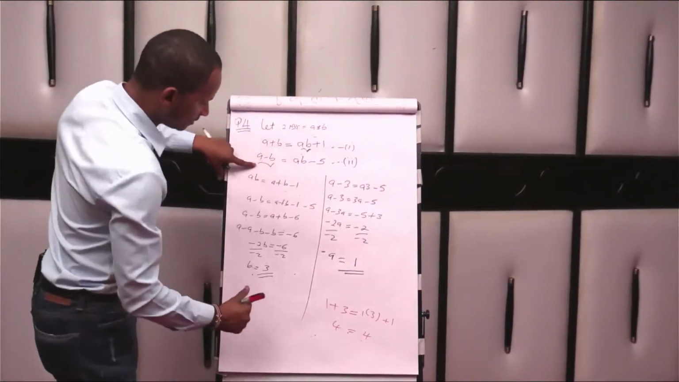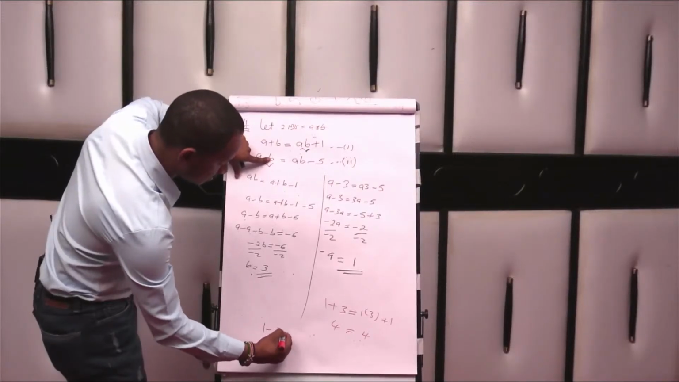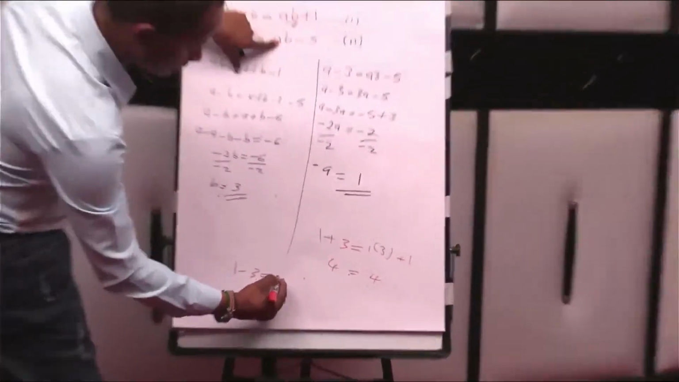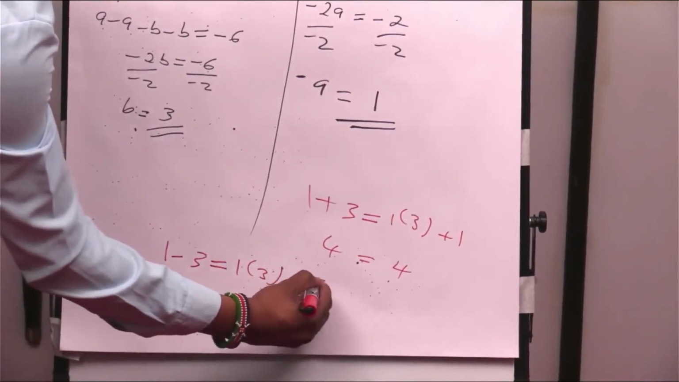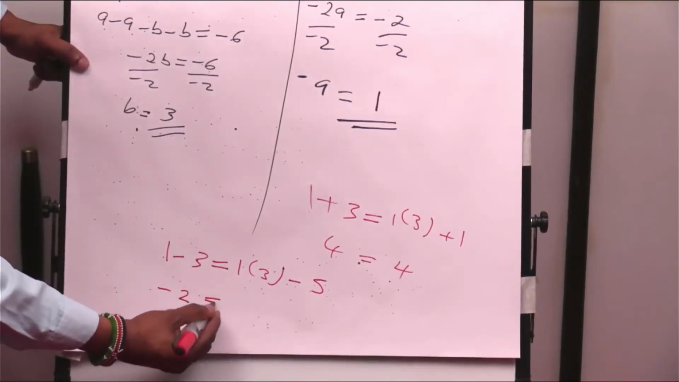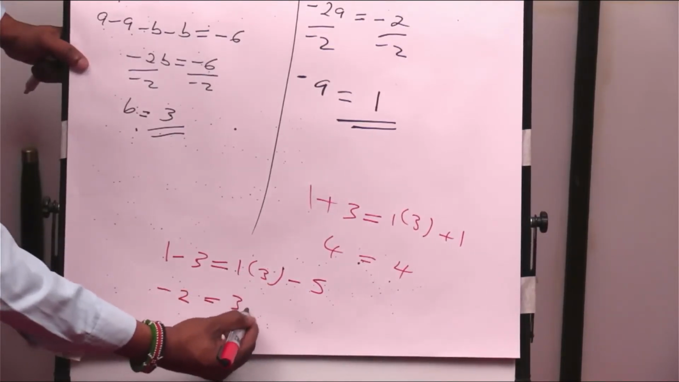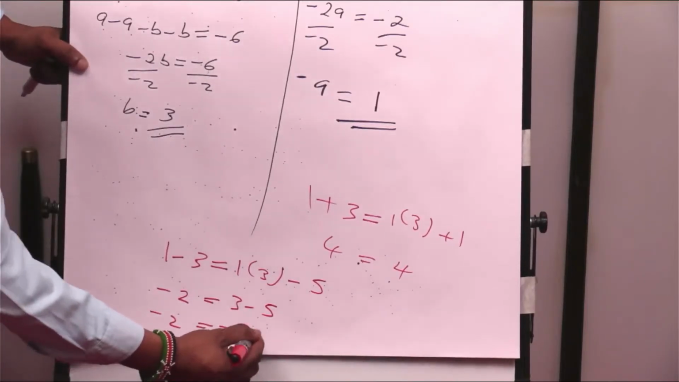So does it also make sense in equation number 2? A is 1 minus B is 3. Is it equal to AB, 1 times 3 minus 5? So 1 minus 3 is minus 2. Then 1 times 3 is 3 minus 5. So minus 2, is it equal to minus 2?